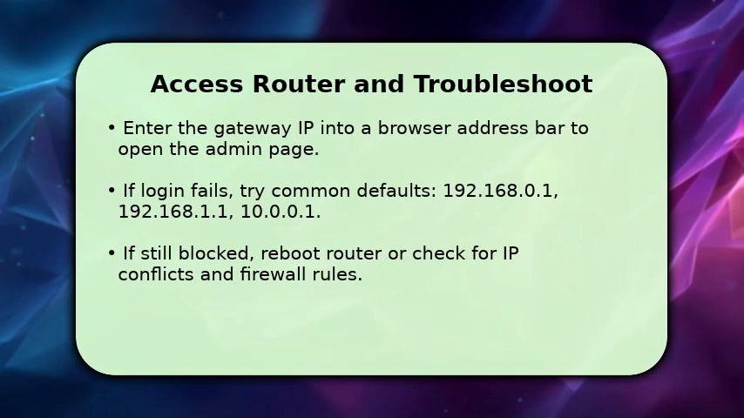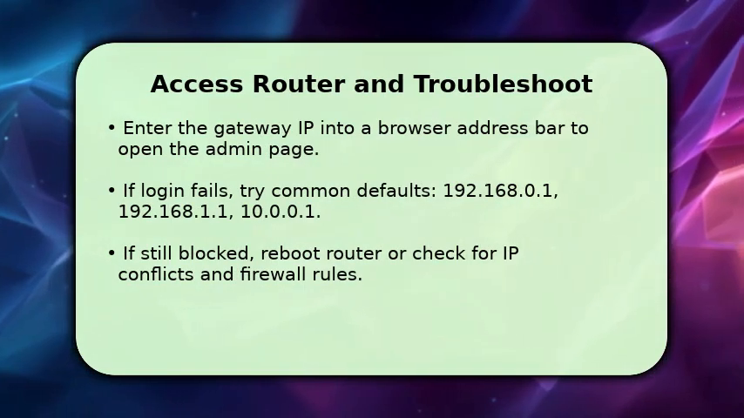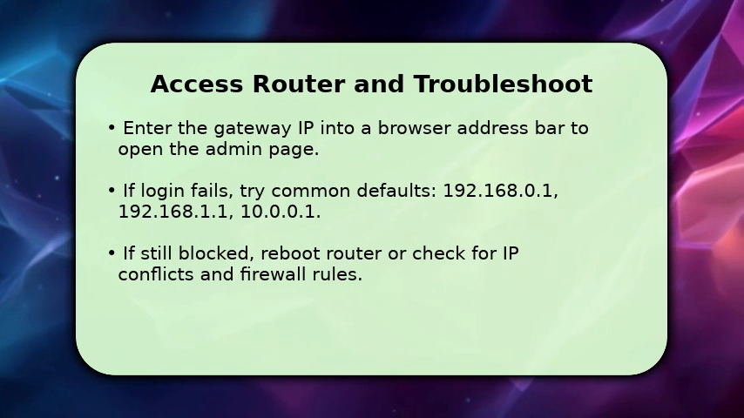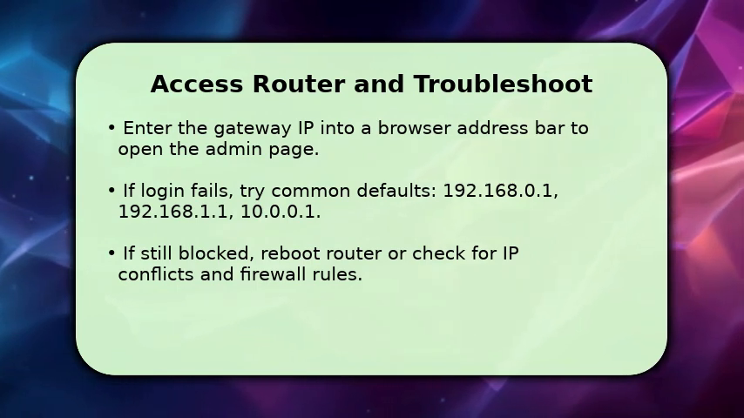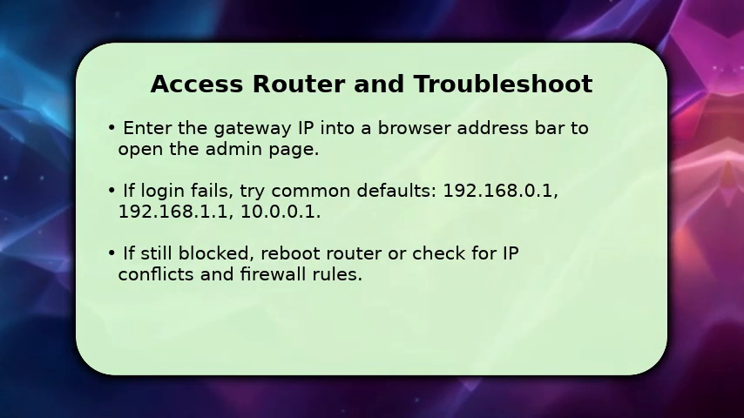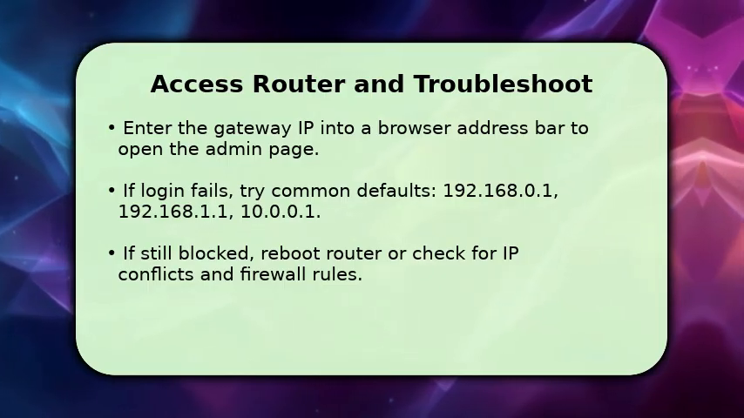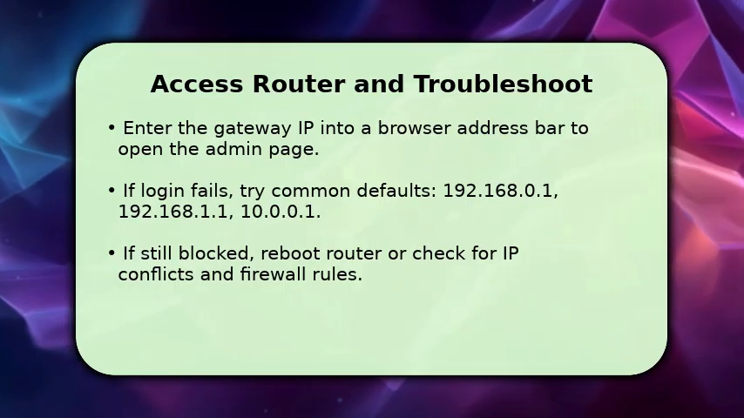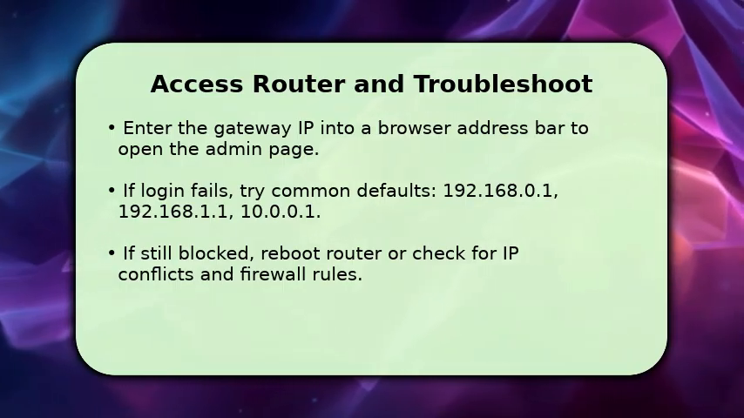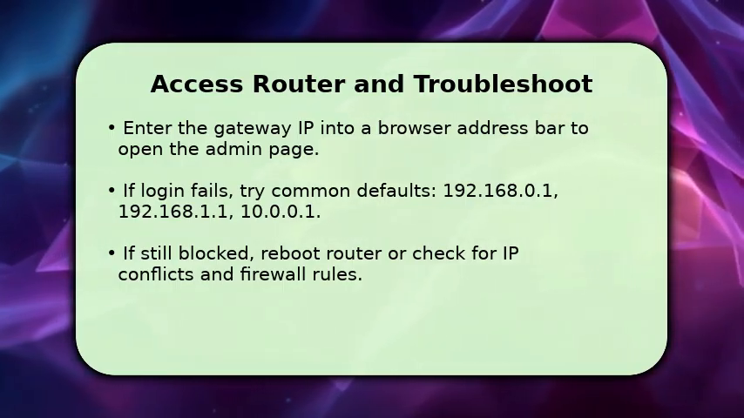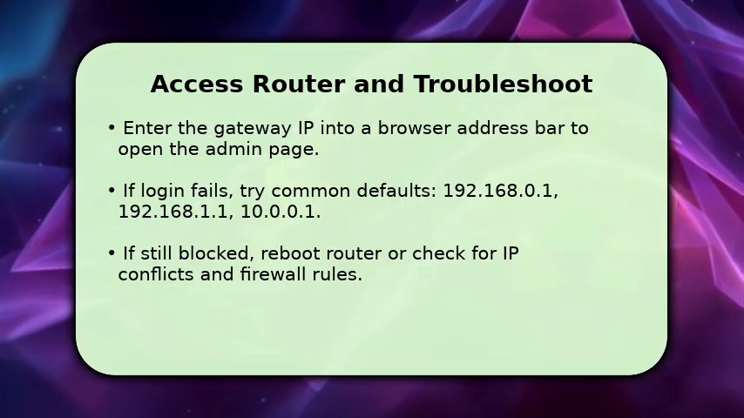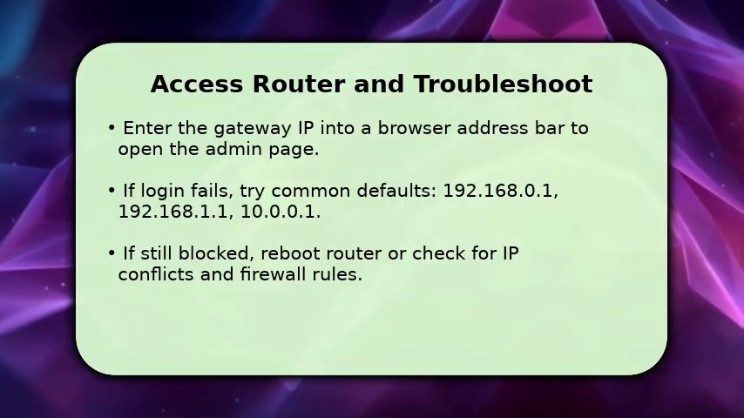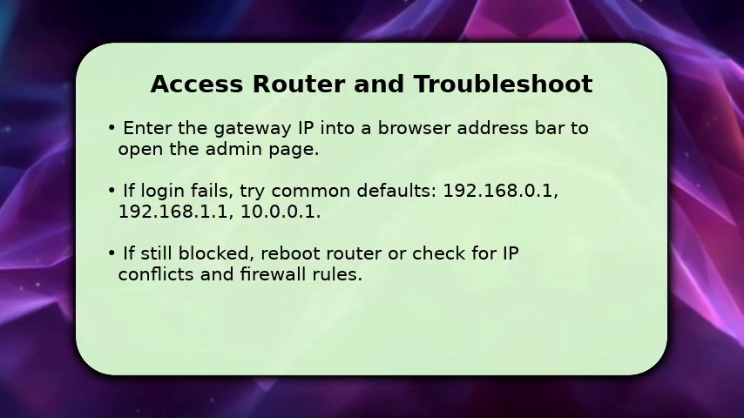Type the gateway IP into your browser's address bar and hit enter to load the router's admin page. Use HTTPS if available. Once the page appears, log in with the router credentials or reset the password if necessary. If nothing loads, try common defaults like 192.168.0.1, 192.168.1.1 or 10.0.0.1, and clear your browser cache.